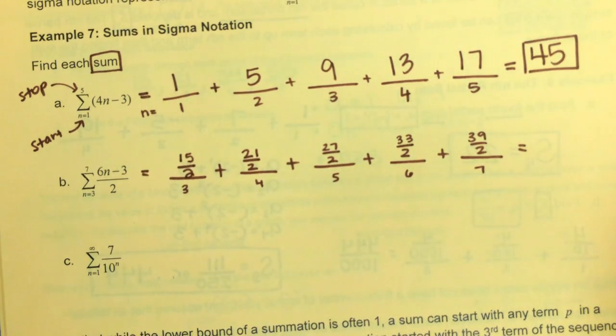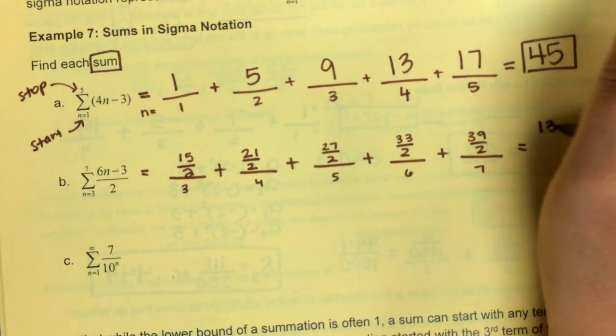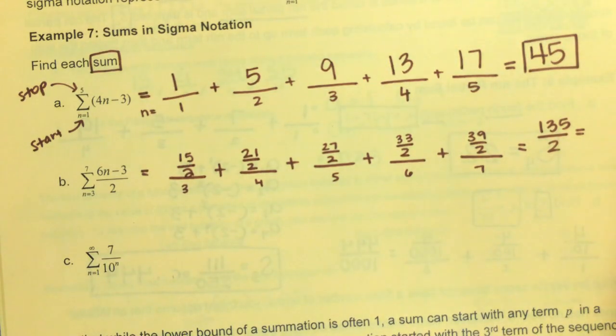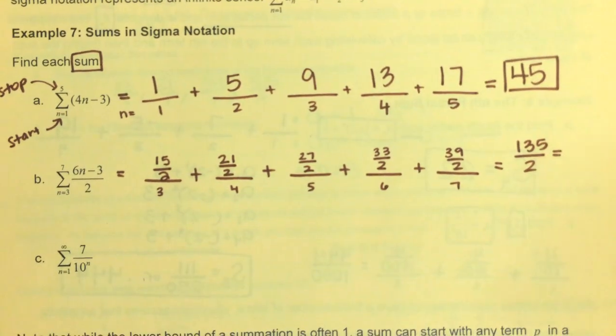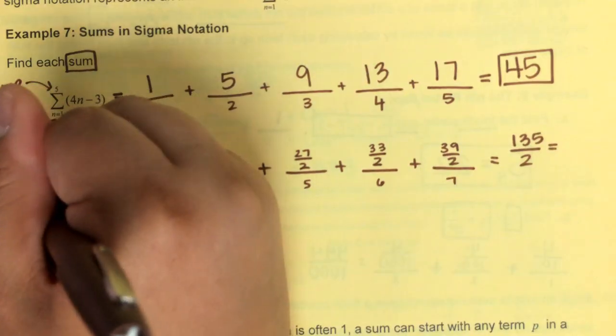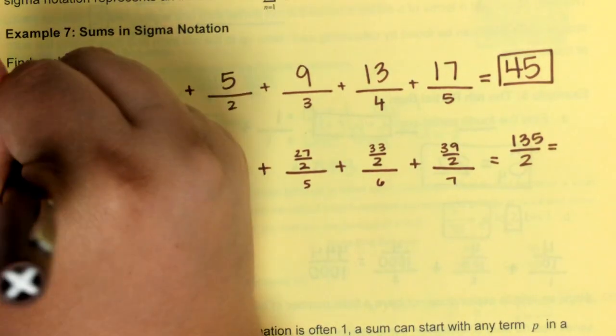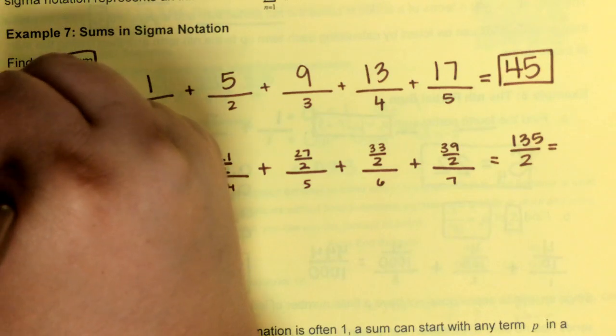Did y'all get 135 over 2? Yeah. Okay, did anybody do a decimal? What'd y'all get? Oh, I haven't finished. Oh, okay. Remember, you're supposed to start at 3 because that's your lower bound, and stop at 7 because that's your upper bound.